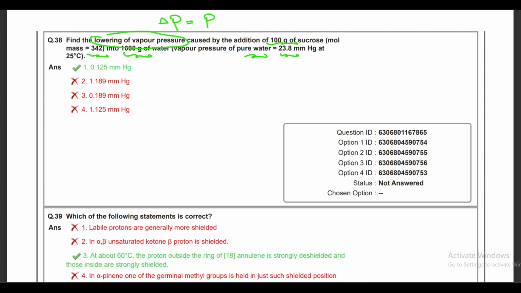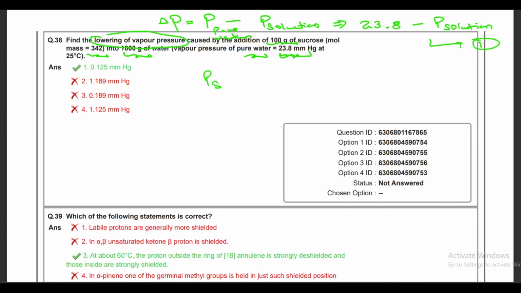First you have to subtract the pressure of the solution, which you get when you add 100 gram of sucrose into water, from the pressure of pure water. Clear? And the pressure of pure water is already given, which is 23.8. So you have to find the pressure of the solution. Clear? So this is your first equation.